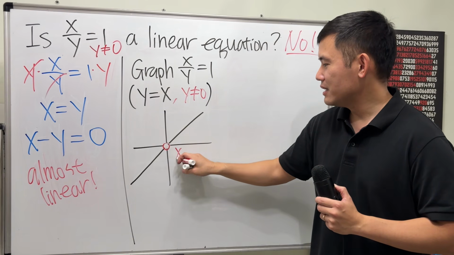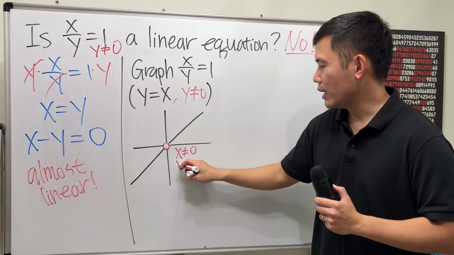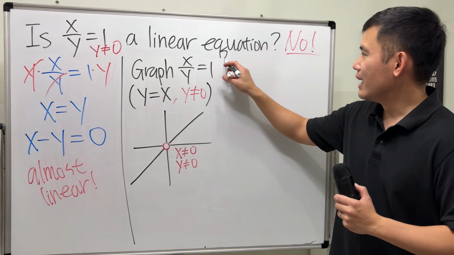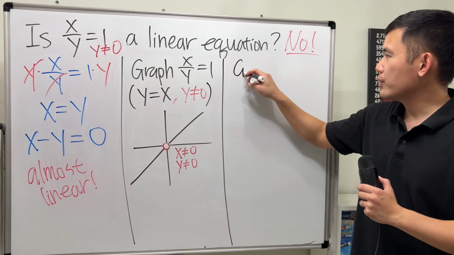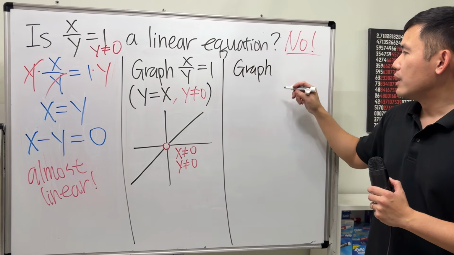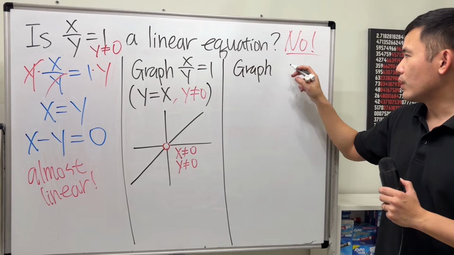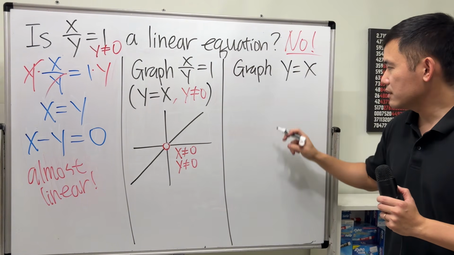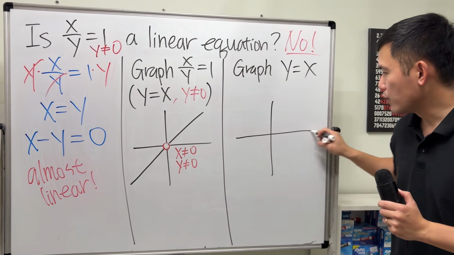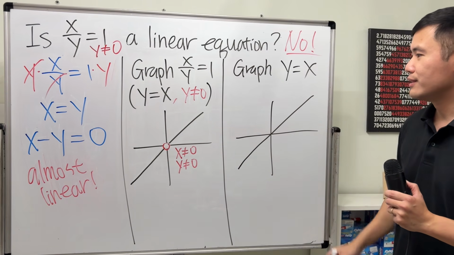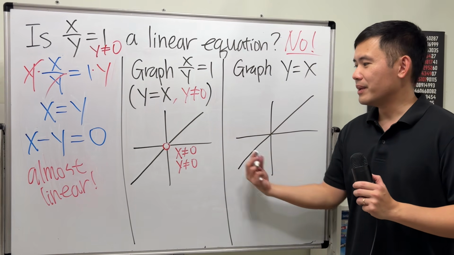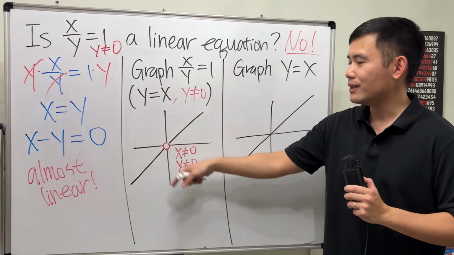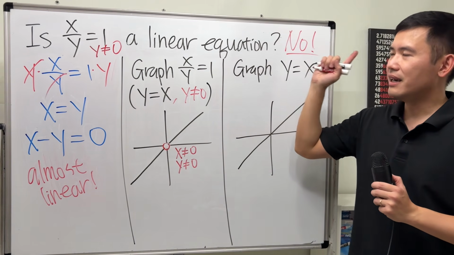Notice we are missing x is equal to 0, and we are also missing y is equal to 0. We're missing the origin. However though, if you are going to graph, let's say x is equal to y or y is equal to x, if the equation was written like this, then the graph will be just like this, and then we're done. So that's a main difference, because this line has an open circle, it's like a hole. It's technically not a linear equation.